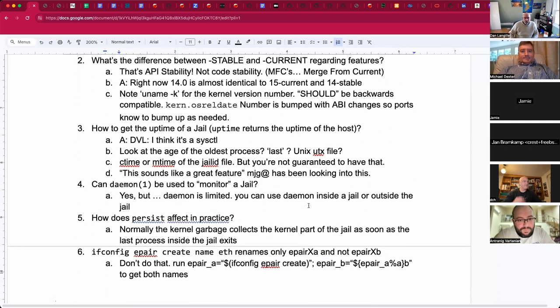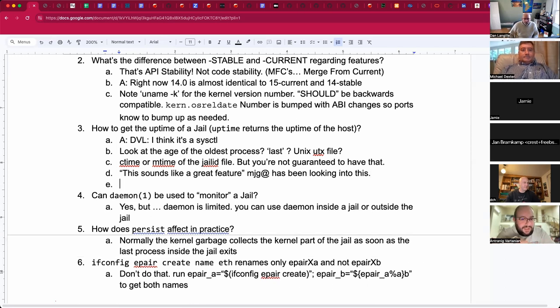Because I can also see a jail wanting to know the host uptime. Sorry, the file that we're talking about is basically /var/run/jailname.id. Yeah, okay, got it, now I'm on par. And you can't get to that from within the jail. Right, of course. Maybe the virtual uptime may be able to be nullfs mounted read only. It's now that we can also nullfs files.